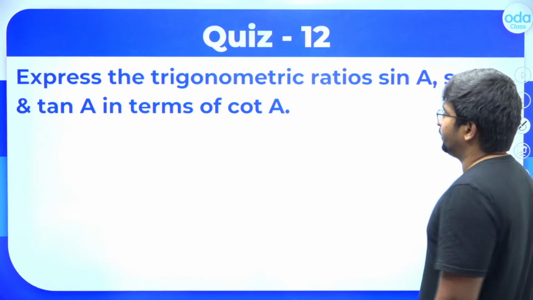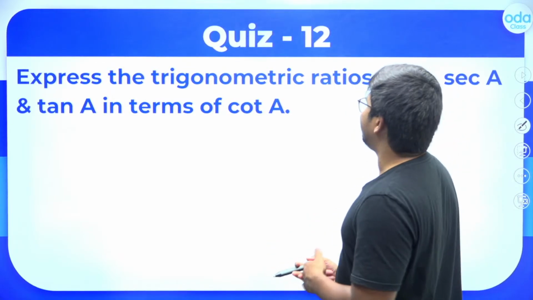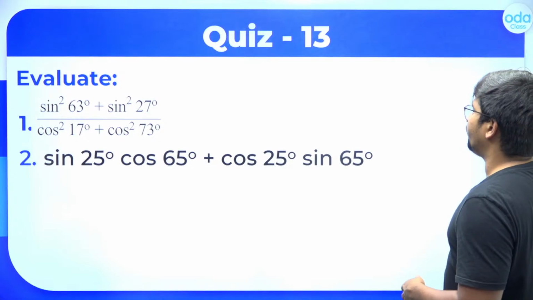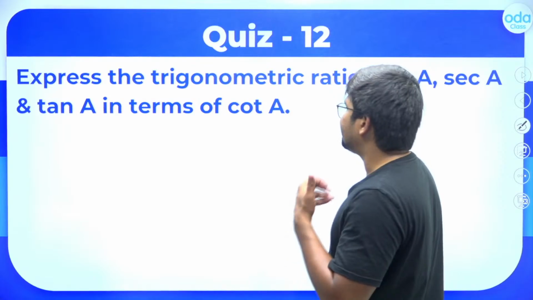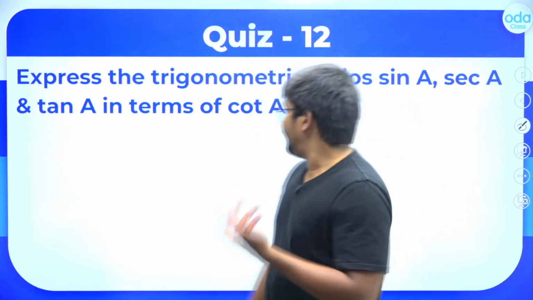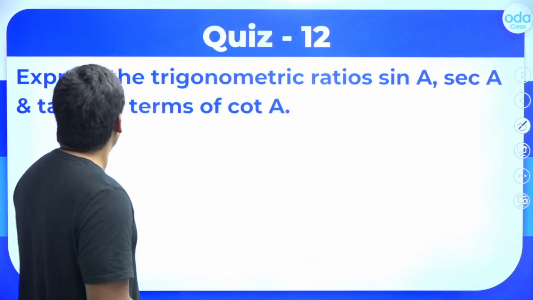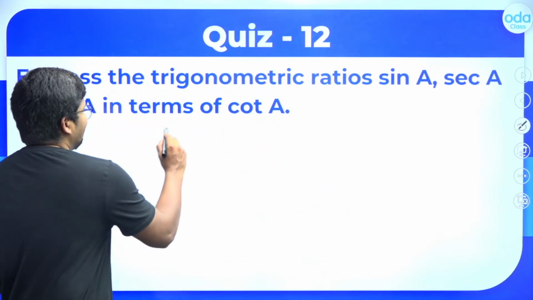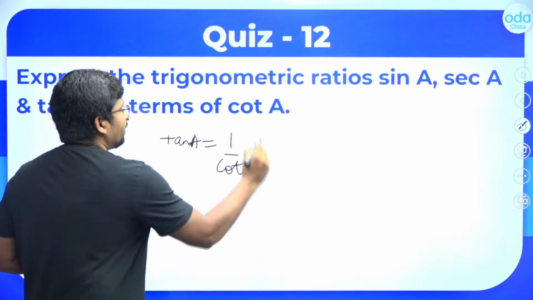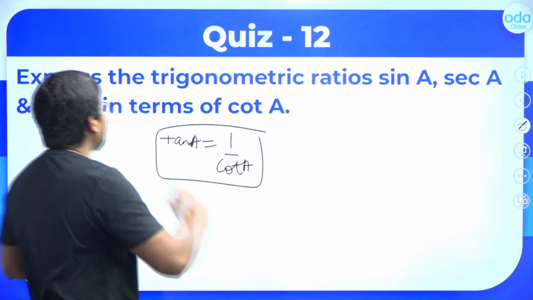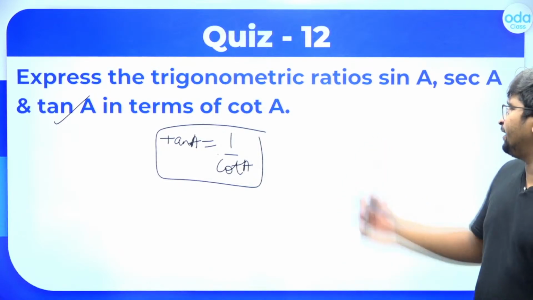Yes. Again, express the trigonometric ratios sin A, sec A and tan A in terms of cot A. This is the next question. How can you do this? Let's check. Let's start with tan A, right? You know that tan A is already 1 by cot A. So that part is done. Tan A, you already know it is a reciprocal. So tan A is 1 divided by cot A.